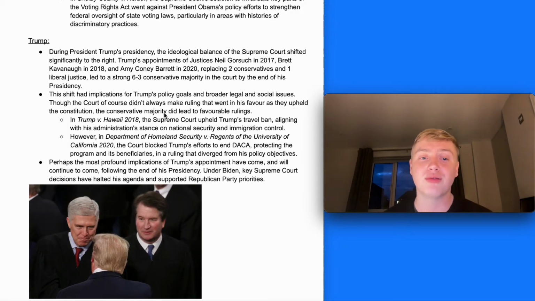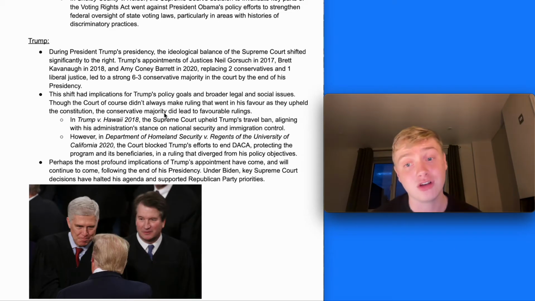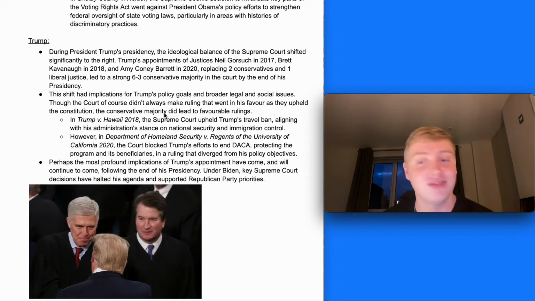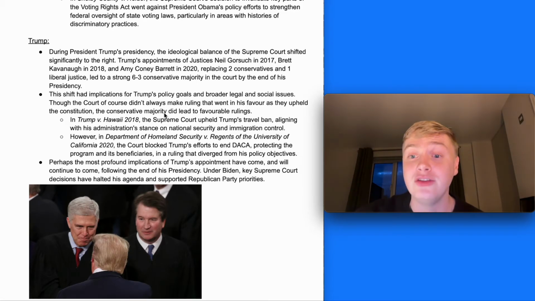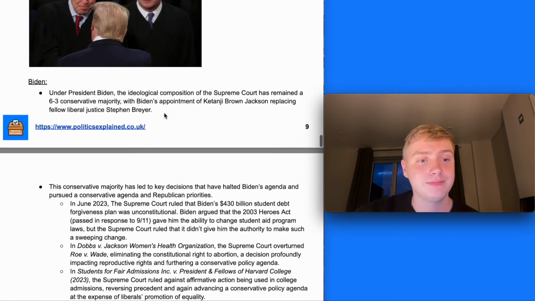But crucially, the most profound implications of Trump's appointments have come and will continue to come since he's left power. That was in particular in 2022 after he left power with the overturning of Roe v. Wade. That was a direct consequence of his appointment of conservative justices who he knew would likely make that ruling.